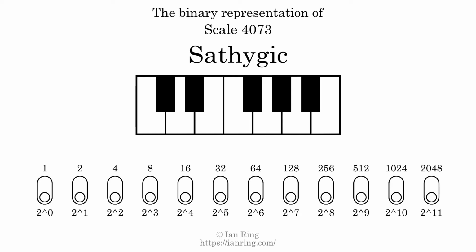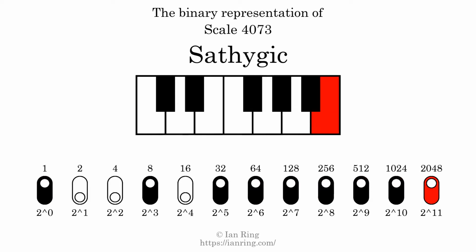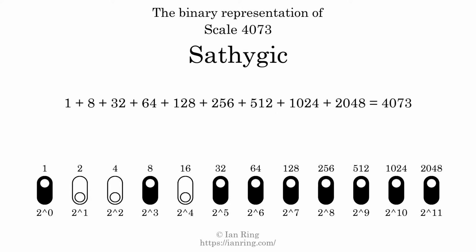The binary representation of this scale is determined by mapping tones of the scale to binary digits. Each binary digit represents a power of 2. To get the scale number, we add the powers of 2 together. The powers of 2 that are present in the scale, all added together, equals 4073. That is why the scale number, in decimal, is 4073.